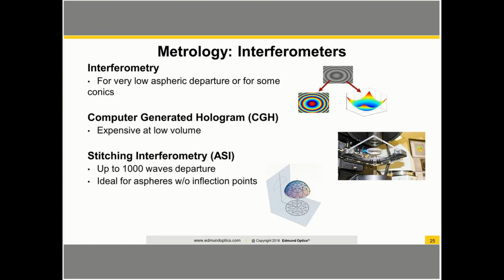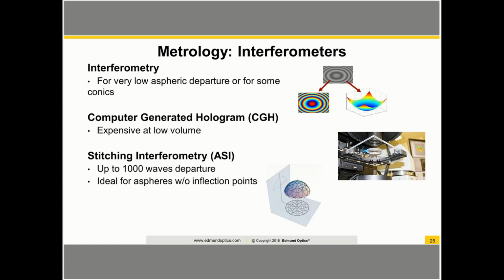One way that we can take a spherical wavefront and convert it into an aspheric wavefront is to use a computer-generated hologram, or CGH. This additional optical element used with the interferometer will convert the wavefront to match the ideal wavefront.